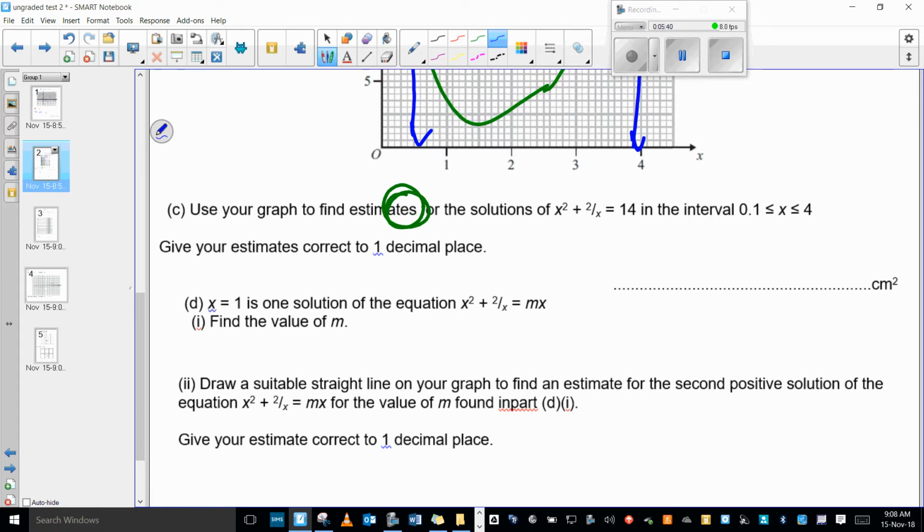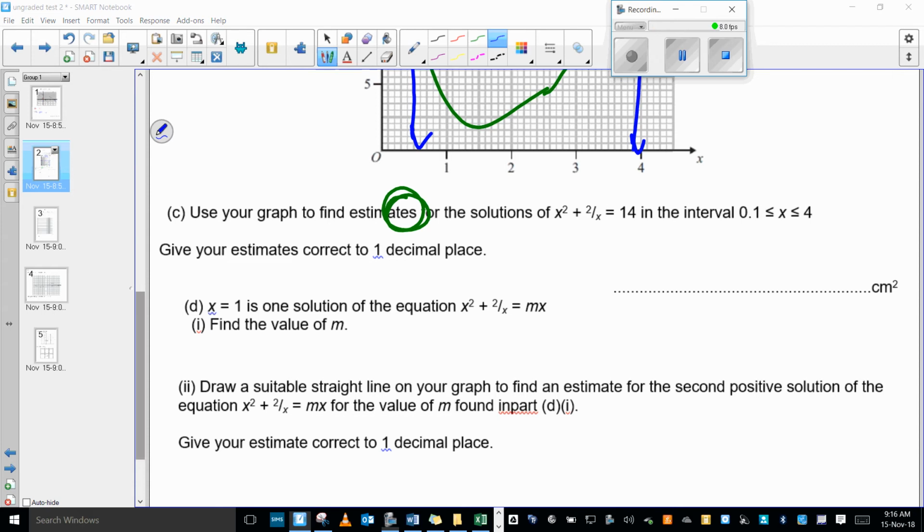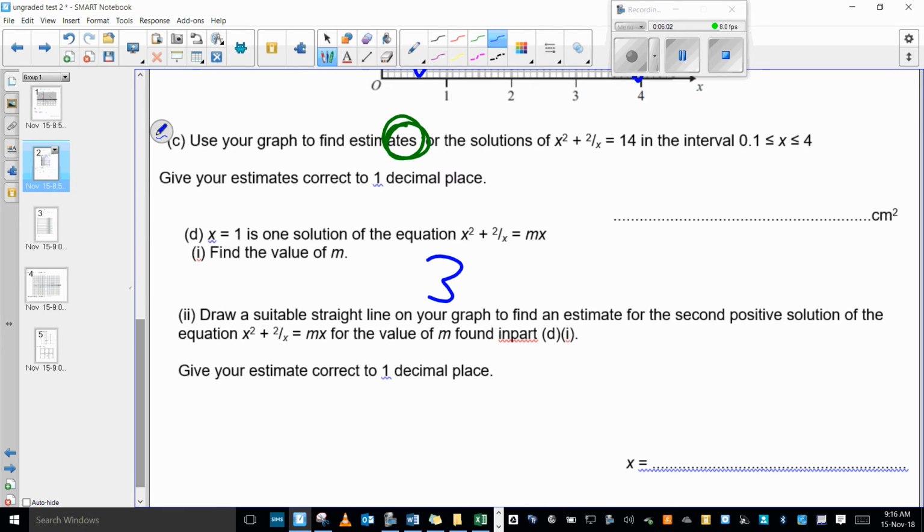Okay, x equals 1 is one solution of the equation x squared plus 2 over x equals mx. Wait, so what were the answers? Oh, I don't know. Okay, so everybody knows how to do this one. The answer's 3. Right. Yeah, I got it. You still keep the one.